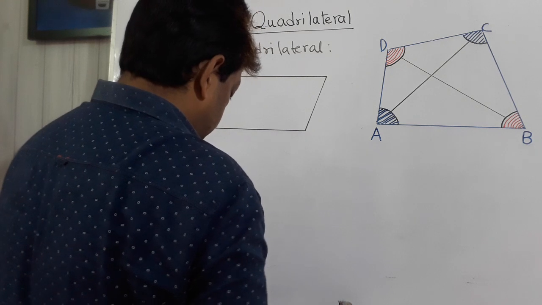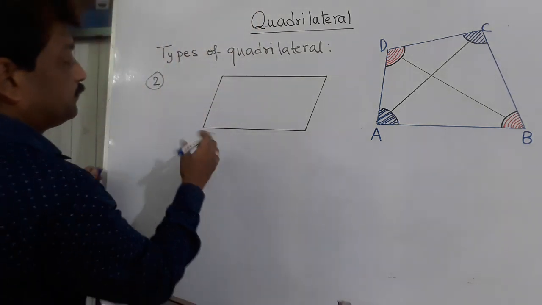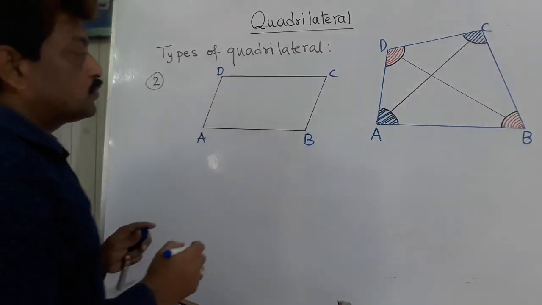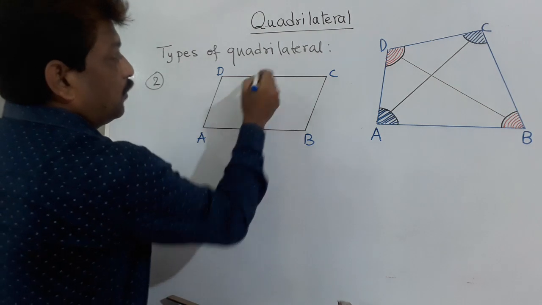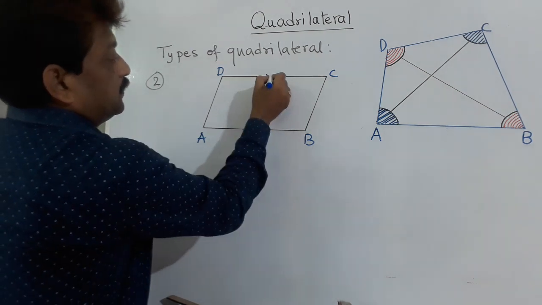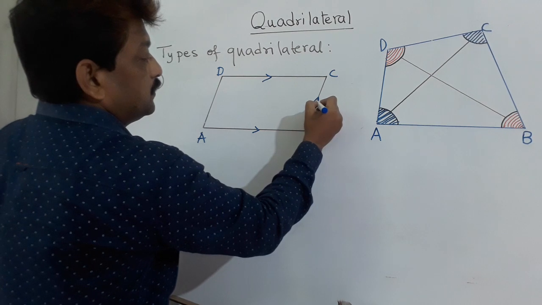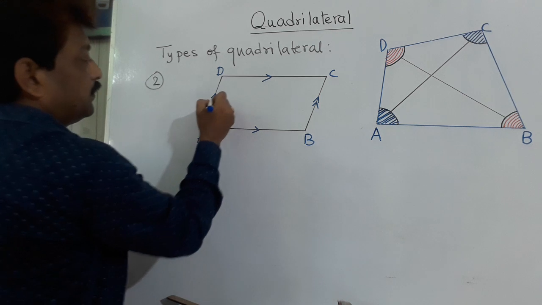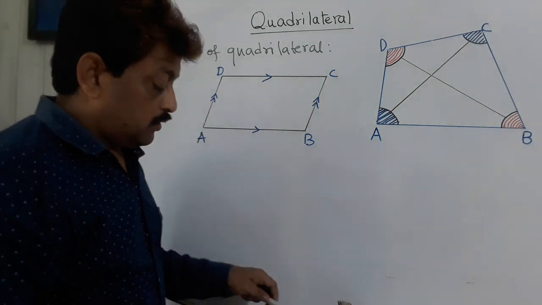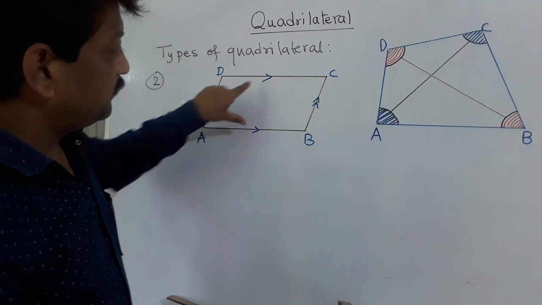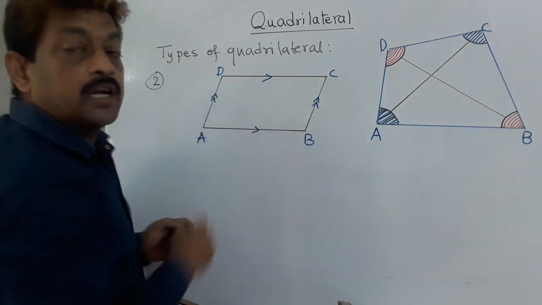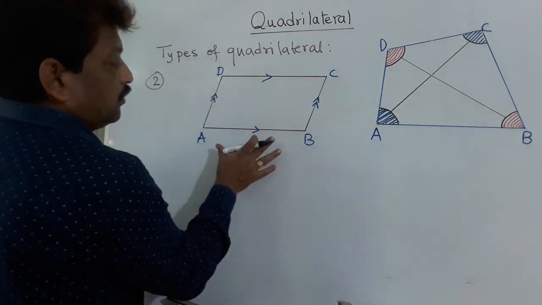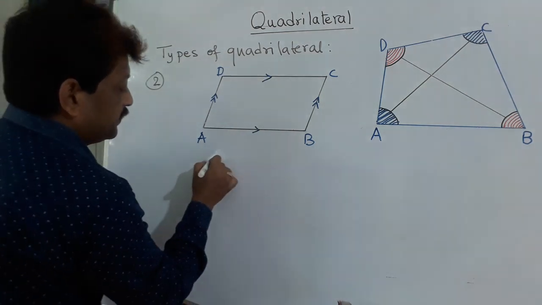So here is a parallelogram ABCD. This is also a quadrilateral in which the opposite sides are parallel. That is, AB is parallel to CD and BC is parallel to AD. These arrow signs are given to show that these two, as well as these two opposite sides, are also parallel. So in a parallelogram there are many features, like opposite sides are equal and parallel.